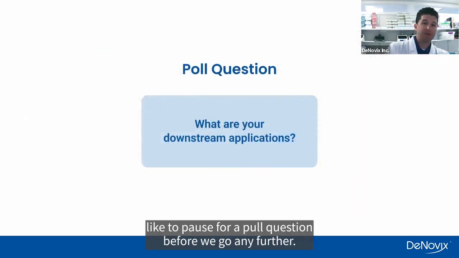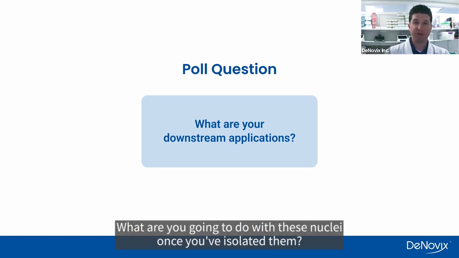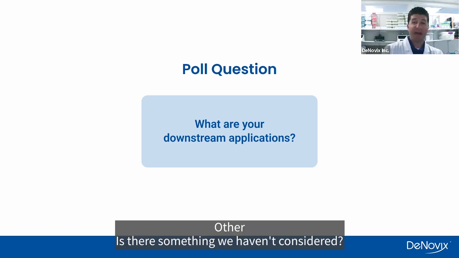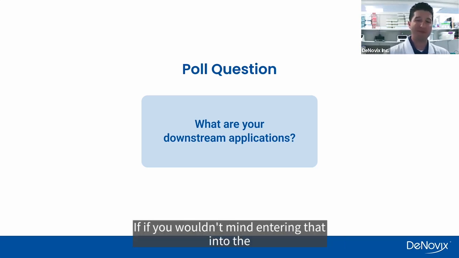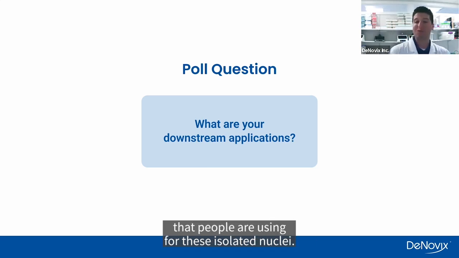So I'd like to pause for a poll question before we go any further. I'd like to get a feel for people who are attending. What are your downstream applications? What are you going to do with these nuclei once you've isolated them? Are you going to do ATAC-seq, RNA-seq, flow cytometry? Is there something we haven't considered? If you wouldn't mind entering that into the panel questions, it'd be nice to know what other techniques people are using for these isolated nuclei.